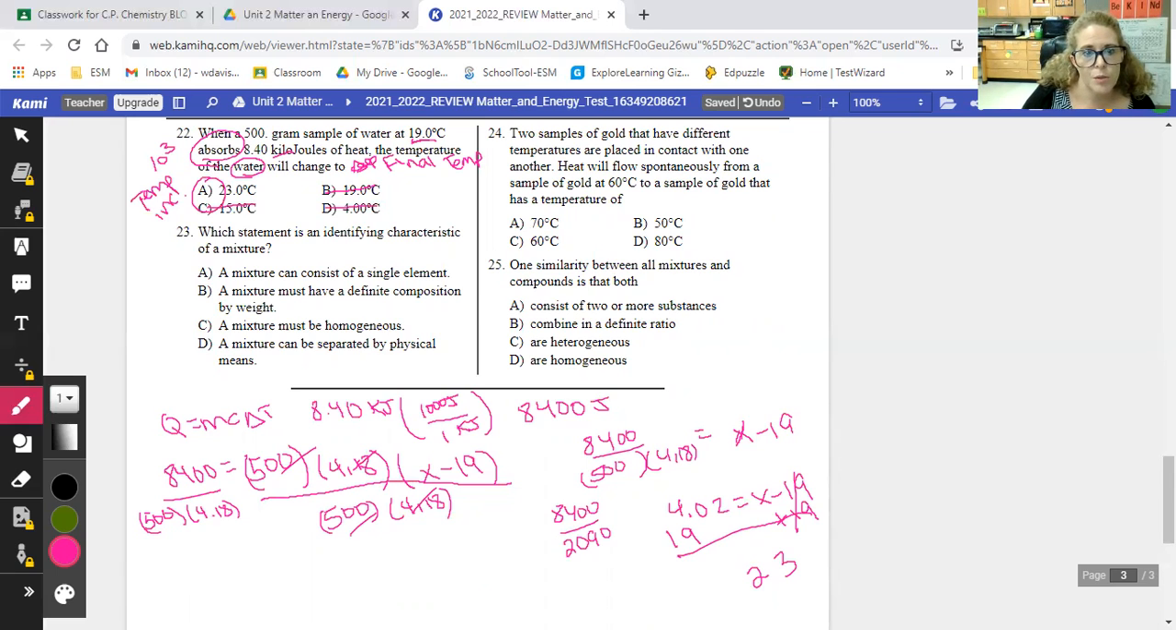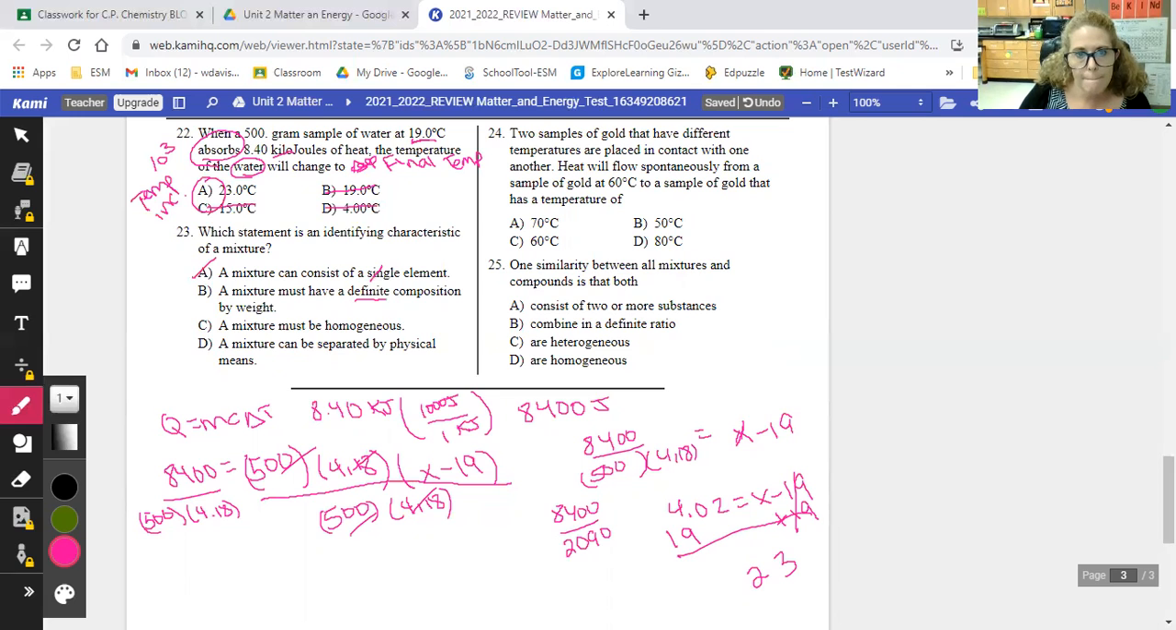Okay, so let's look at number 22. Which statement is an identifying characteristic of a mixture? A mixture consists of a single element? Nope, because that would be a pure substance, so not that one. A mixture must have a definite composition by weight. Definite means does not change. I don't really like that because I think that with a mixture, I can change the proportions or the composition of a mixture depending on how much of each substance I put in.